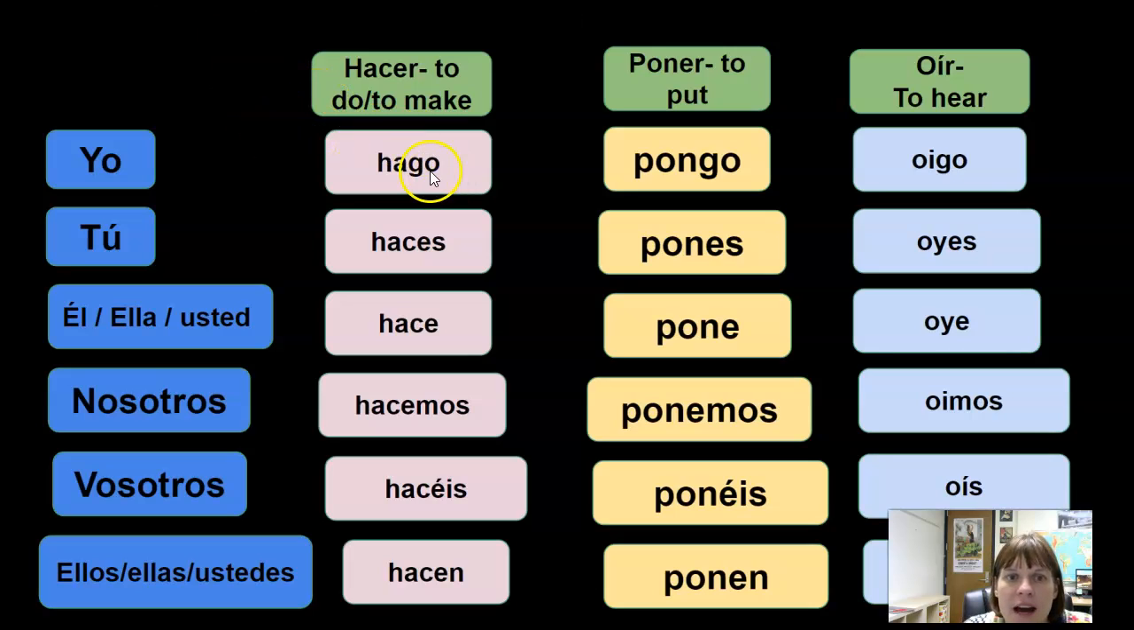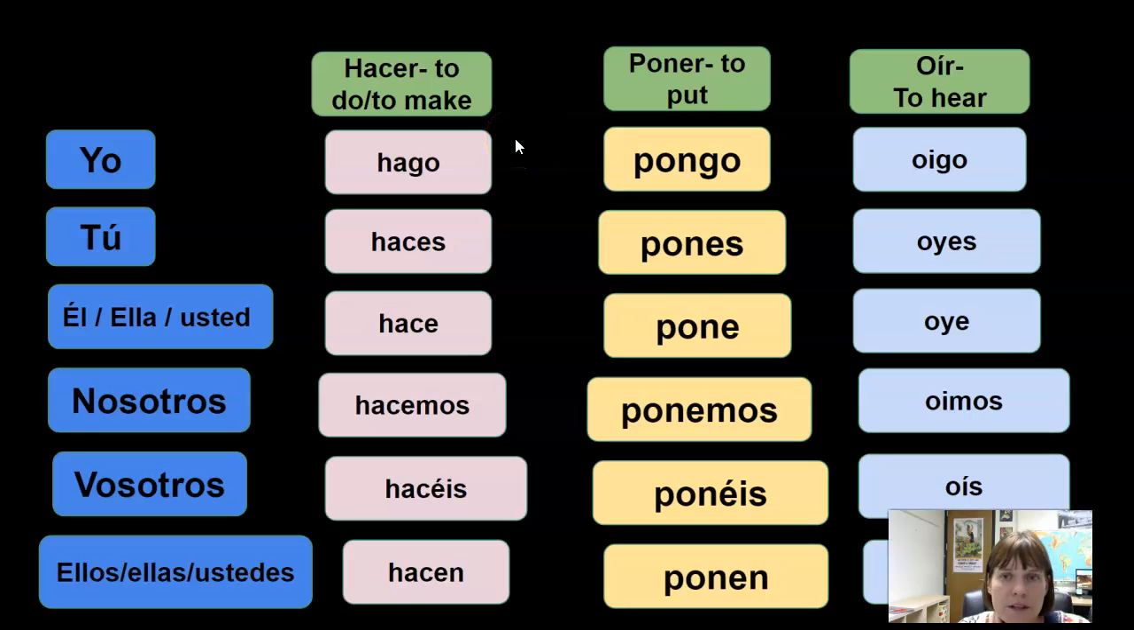So hacer is hago, haces, hace, hacemos, hacéis, hacen. The great thing about these three verbs, they are irregular in the yo form, but then they conjugate like regular ER verbs as you move along. So hago, pongo, oigo, and then they conjugate like regular ER, IR verbs. Hacer is to do or to make. Poner is to put. And oír is to hear.